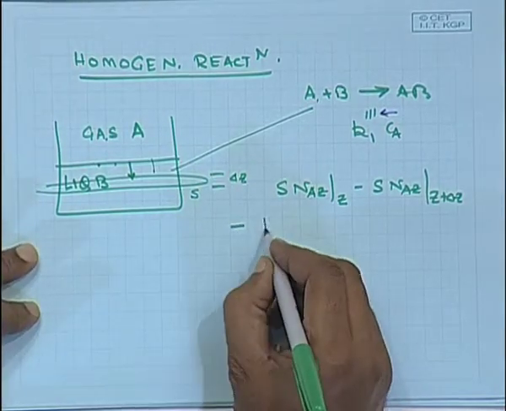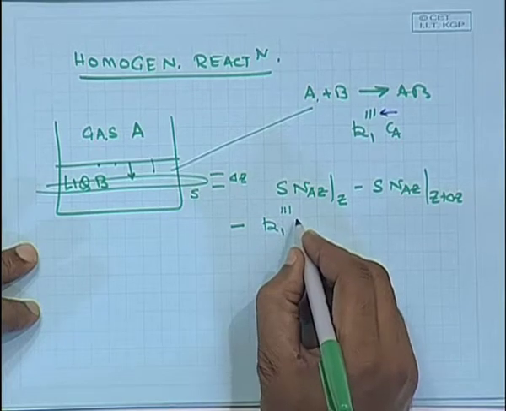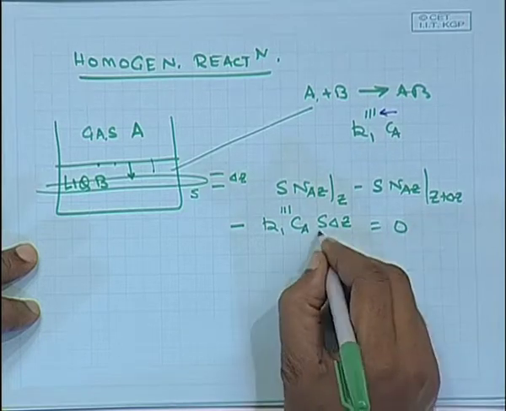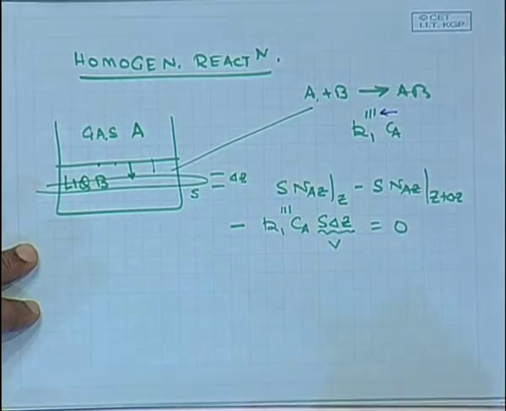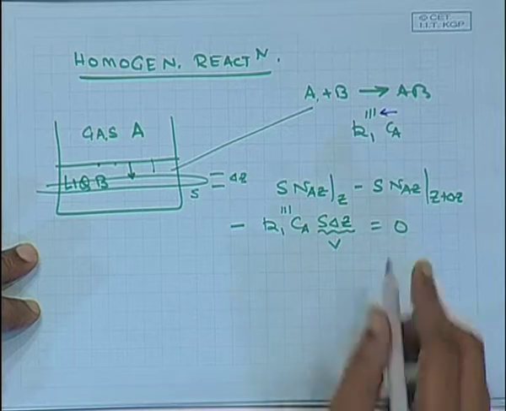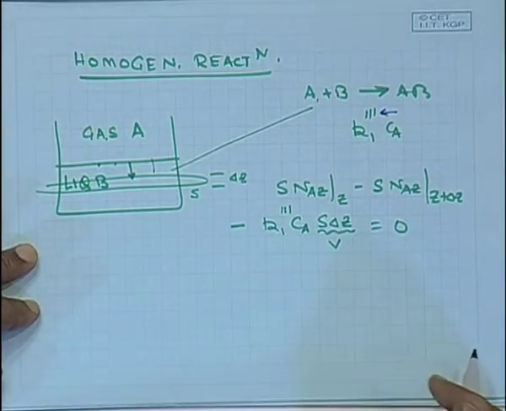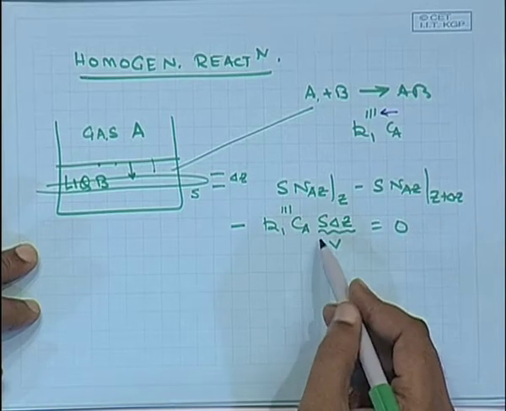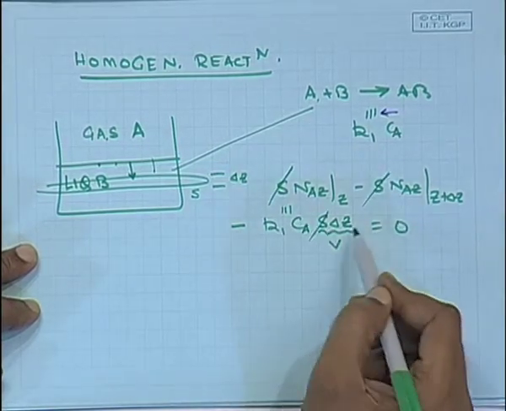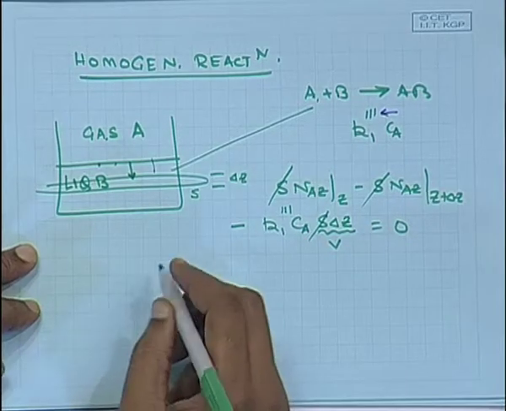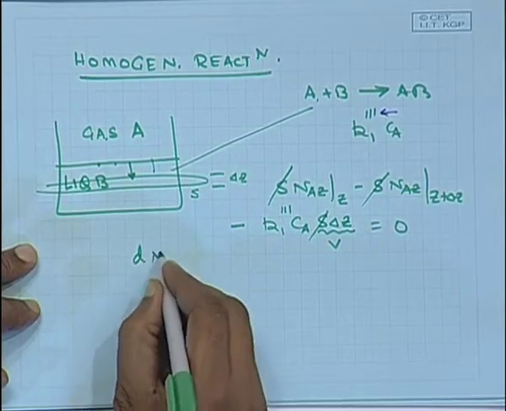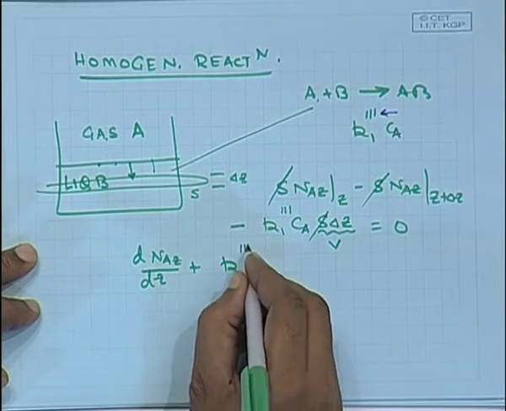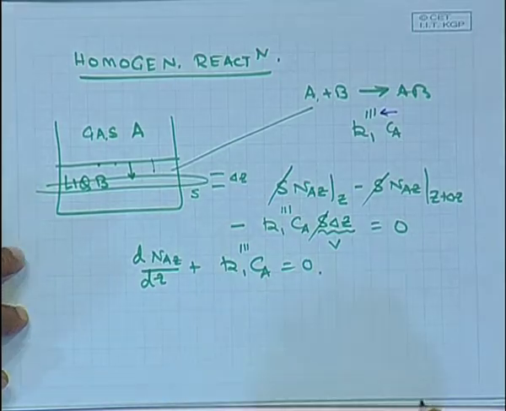So, with a minus 1, K1 triple prime Ca S delta Z is equal to 0. This essentially is the volume of your control volume. This at steady state would be equal to 0. Alright, so the next step is straightforward: cancel out S, divide both sides by delta Z, and what you have is d NaZ by dZ plus K1 triple prime Ca is equal to 0.